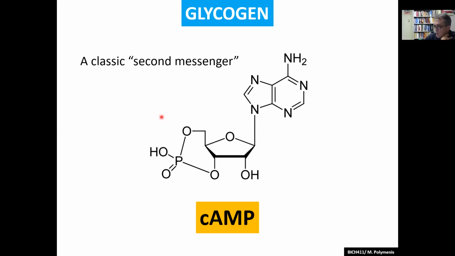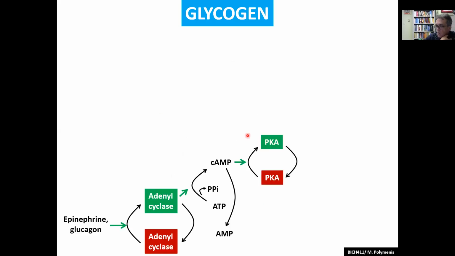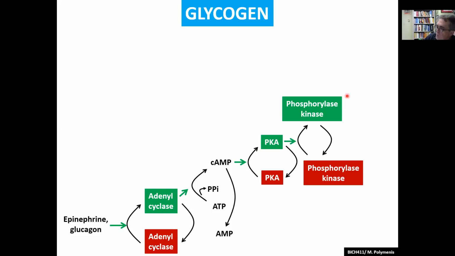So once this molecule is made, then it will activate another kinase called protein kinase A. Protein kinase A is inactive, is off usually, but if cAMP is around, it turns on. So you can see how you go from one green to the next green, and then to the next one. So what does protein kinase A do? It activates phosphorylase kinase. Now we're hitting an enzyme that eventually will lead to activation of phosphorylase, which degrades glycogen.